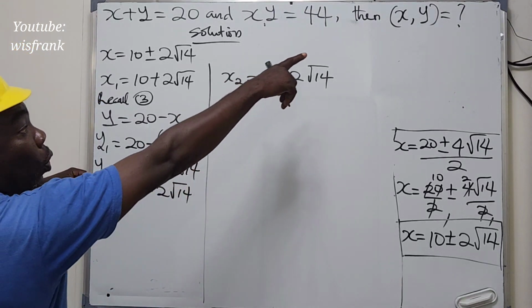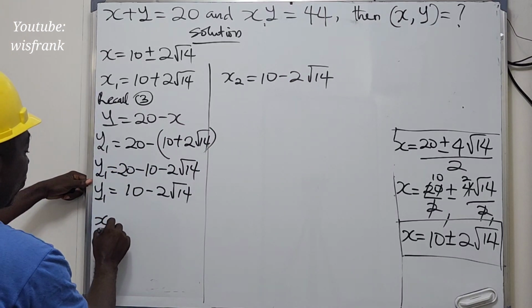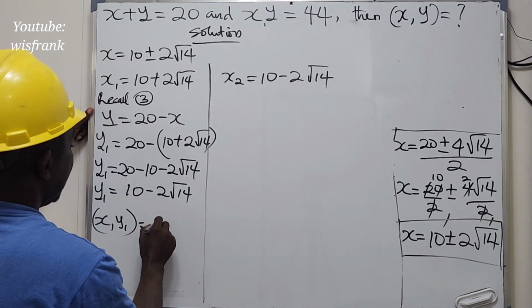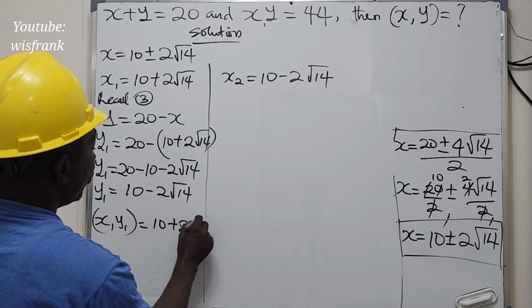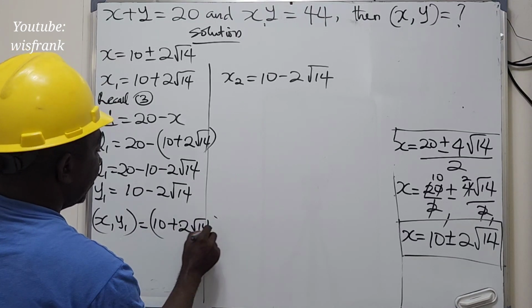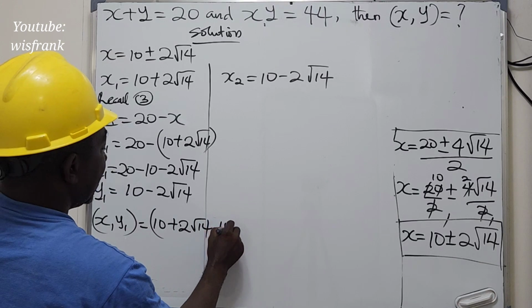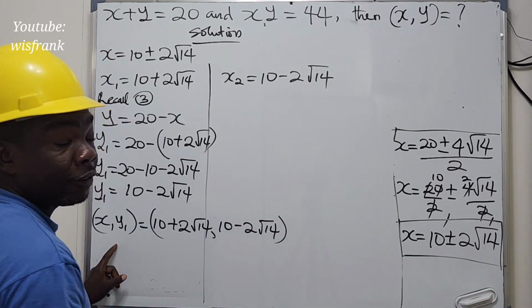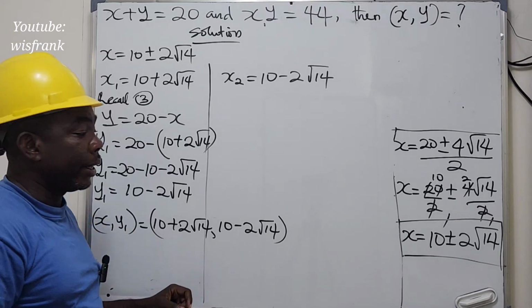So from what we asked, our x1, y1 will be equal to, for x1, 10 plus 2 root 14, then we have y1 as 10 minus 2 root 14. So this is the first pair of values of x and y that we have.